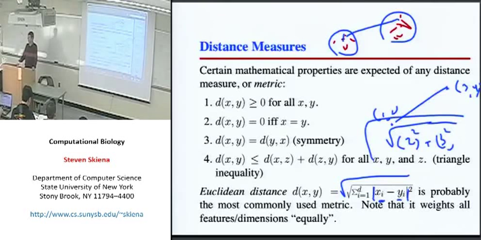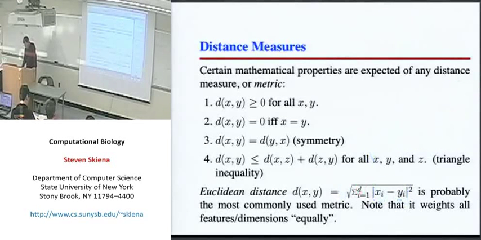Yeah, so in that equation, is D the number of...? D is the number of dimensions. So here we had two points in X, Y. If we were dealing with three dimensions, then it would be X, Y, Z, and that would be summing up over three things. Any questions? Okay. This, I think, is obvious to many.